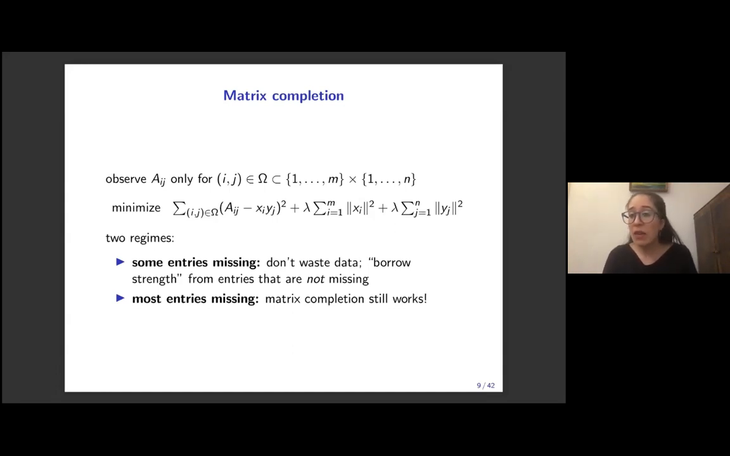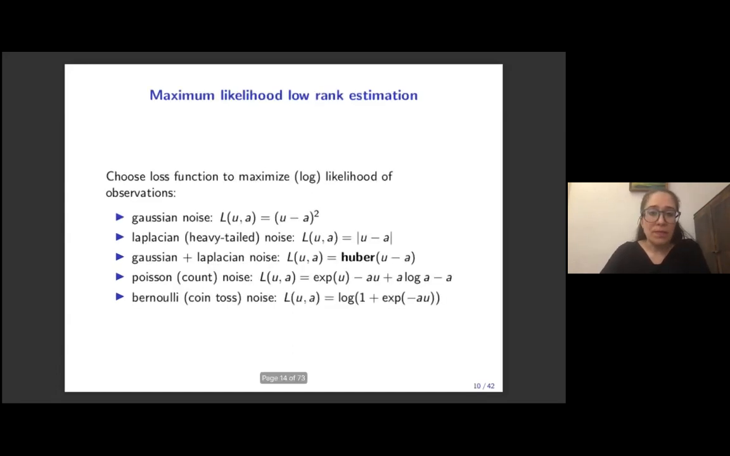It turns out that you don't need to waste your data. You can borrow strength from the entries that are not missing. But more surprising is the fact that even when most entries are missing, matrix completion still works. So you can be in a setting where every row has missing entries, and you can still complete the matrix. You can essentially do PCA on that same matrix. This is pretty cool.